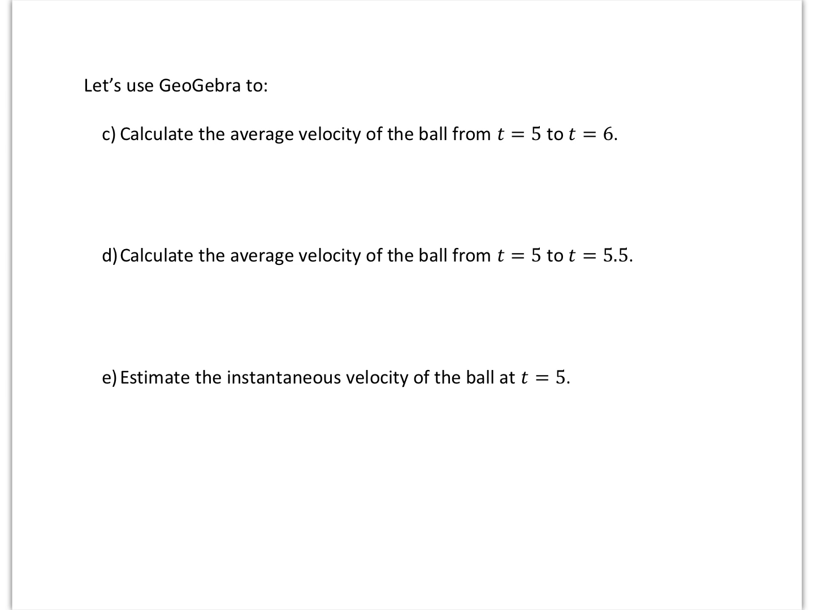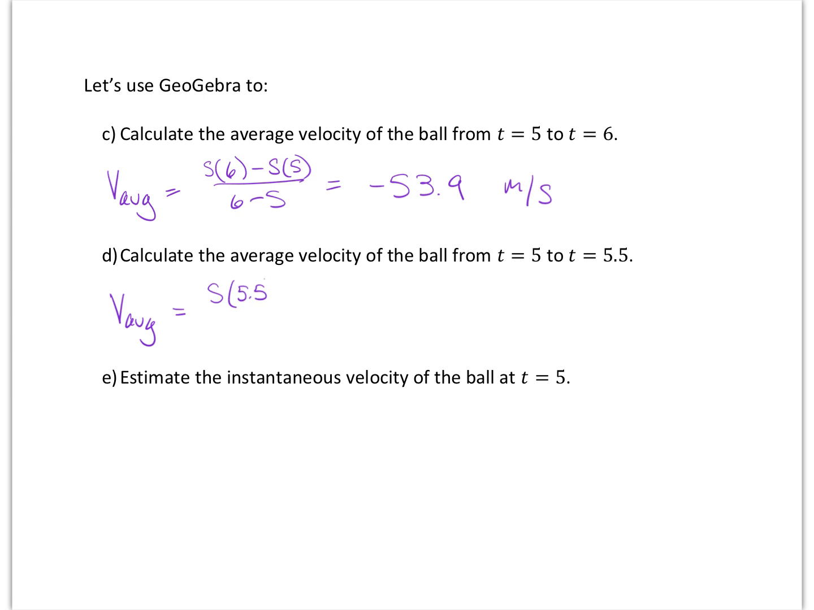Okay, so we calculated the average velocity from 5 to 6, and that came out to negative 53.9. And we did that by calculating the slope between 2 points, 5 comma s of 5 and 6 comma s of 6. So the calculation looks like this, and that comes out to negative 53.9 meters per second. Okay, and then for the average velocity of the ball from 5 to 5.5, we calculated the slope of that line. The calculation that GeoGebra did was 5.5, s of 5.5 minus s of 5 over 5.5 minus 5. And that came out to negative 51.45 meters per second.